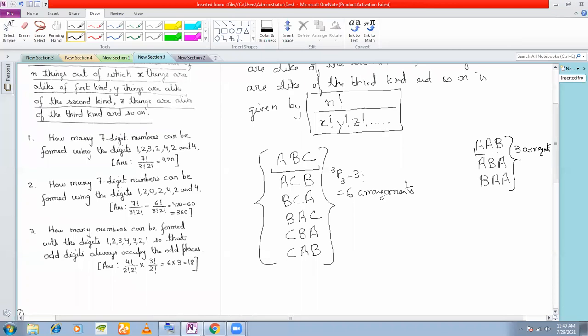Why are we getting 3 arrangements? Although there are 3 things here, there are 2 things that are alike, and 2 things can be arranged among themselves in 2P2 ways. So the number of arrangements here is factorial 3 by factorial 2, which is equal to 3. Clear? That is why this happens, and you can extend the idea to n things. If this idea is clear, then we can move on.